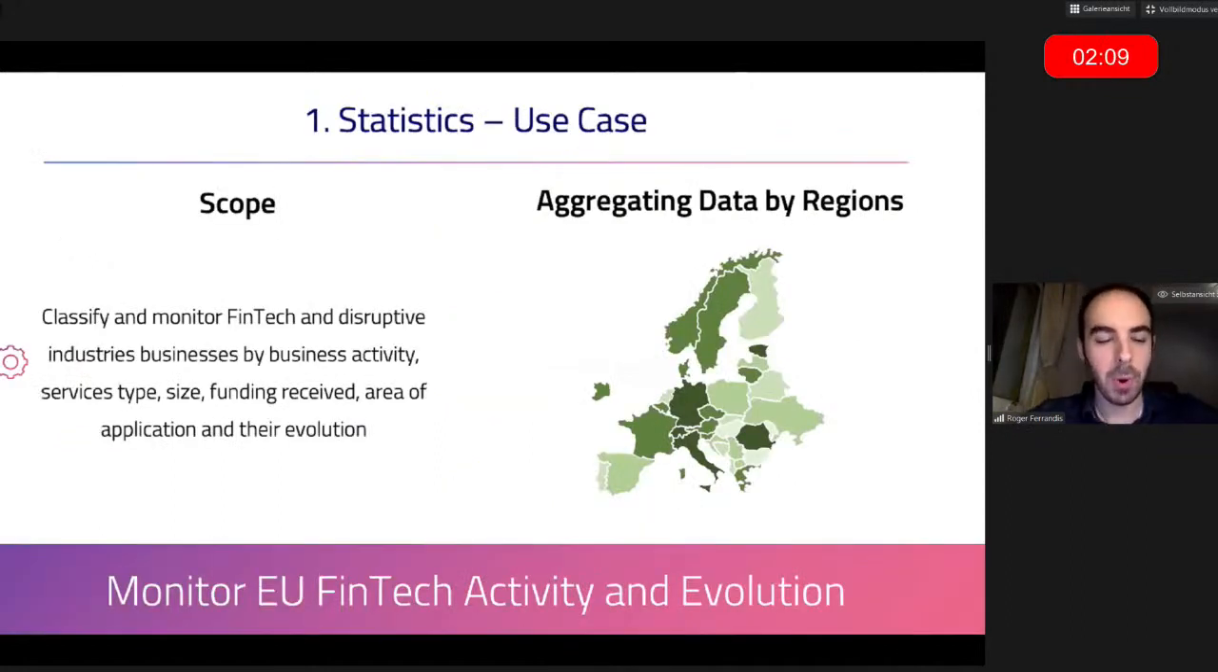For statistics, what we propose is to build a system that helps to classify and monitor fintech or other disruptive industries, understanding what the business activities of these fintechs are, what services they are offering, whether they are offering B2B or B2C businesses, what connections they have, if they are working with financial institutions outside or inside the EU, the size, the funding received, and who funded them. And we also will control how these aspects are evolving to have a complete data map of the fintech situation and activity.